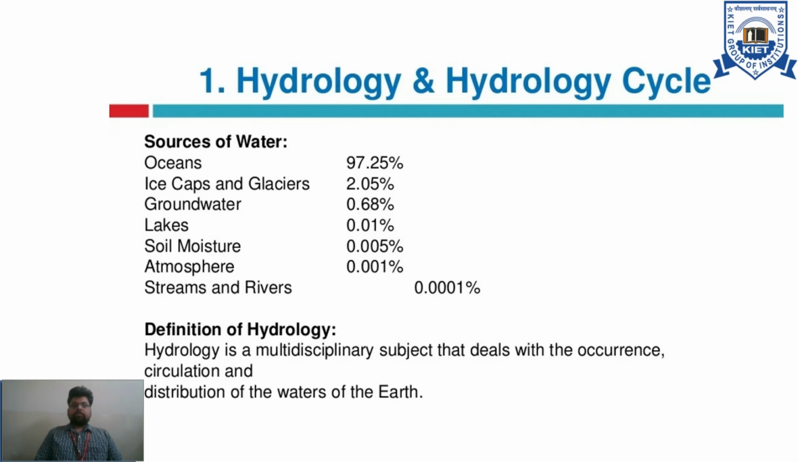Now, the sources of water, the basic division is there. Water is present in oceans at 97.25%, ice caps and glaciers 2.05%, groundwater 0.68%, lakes 0.01%, soil moisture 0.005%, atmosphere 0.001%, and streams and rivers, the quantity is very low, that is 0.0001%. So basically the water present at around 1% can be used by human beings. Now, hydrology is a multidisciplinary subject that deals with the occurrence, circulation, and distribution of water on the earth.